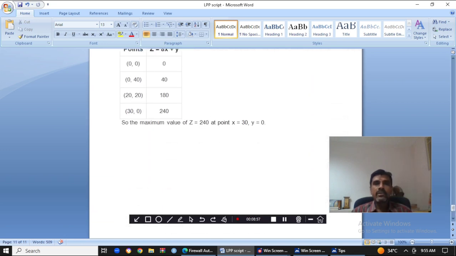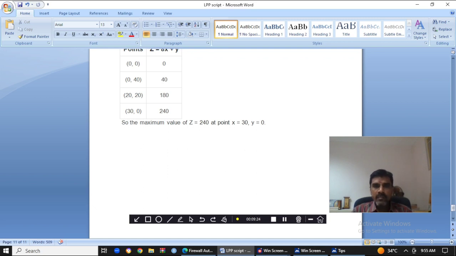Okay, so you have to decide the variables now. At 30, 0, our profit is maximum, and the profit is 240. So what will be the decision variables now? Among the 4 corner points, you take 30, 0, which is x is equal to 30 and y is equal to 0. Okay, this is how we have to solve the maximization problem.